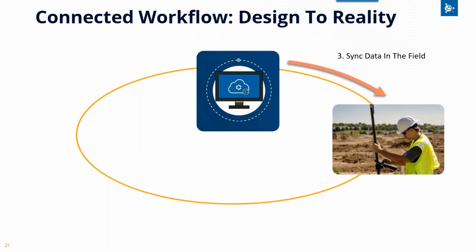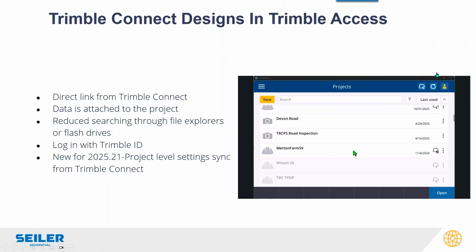Next step, step number 3, we're going to sync data in the field to Trimble Access. As soon as everything is in the cloud, it will be available to a user in Access. All they have to do is log in to their Trimble Connect account. The nice thing about the way this is handled, if you're following the process, is that all the design data, all the project files and everything are attached to a particular job. The job right here is the one we're working in.